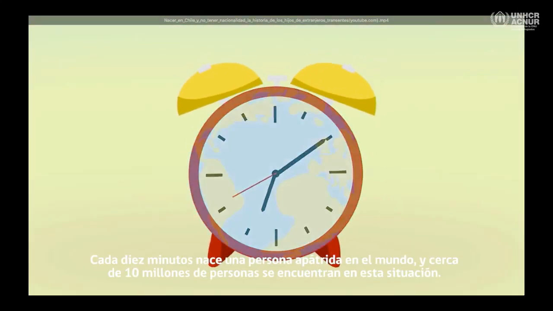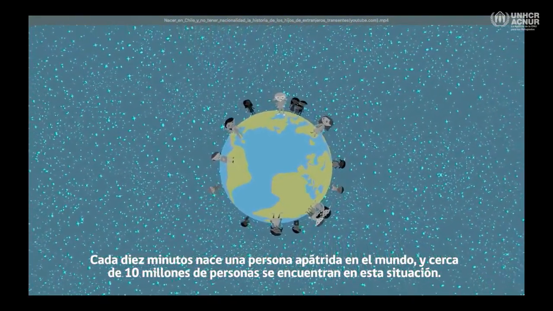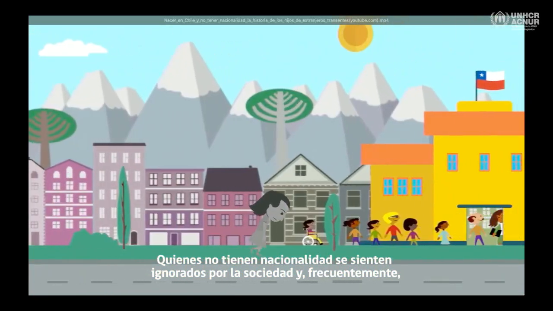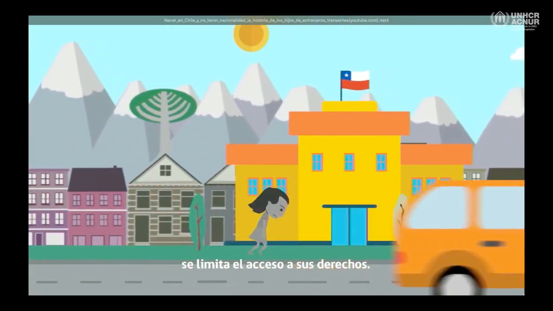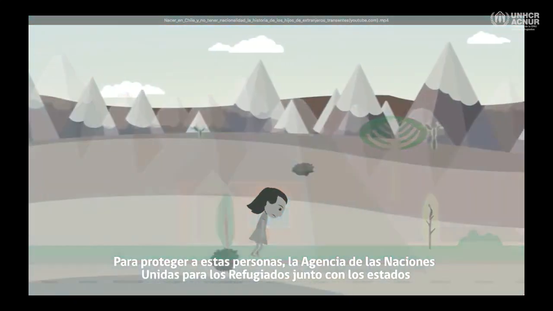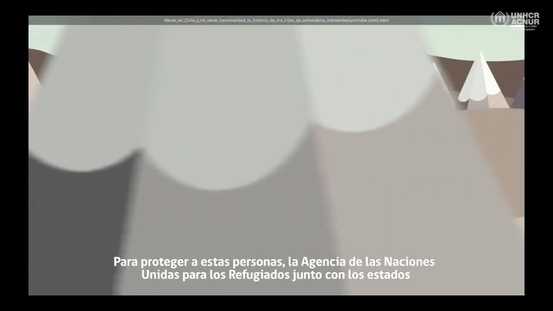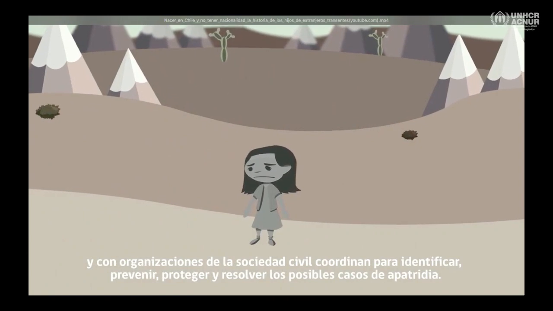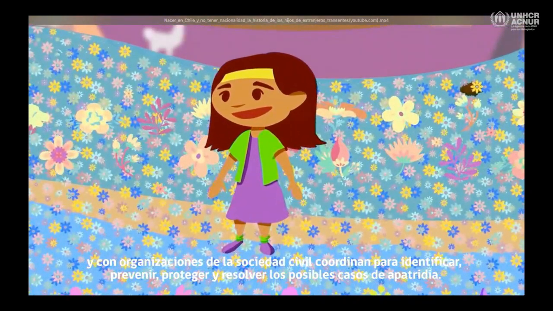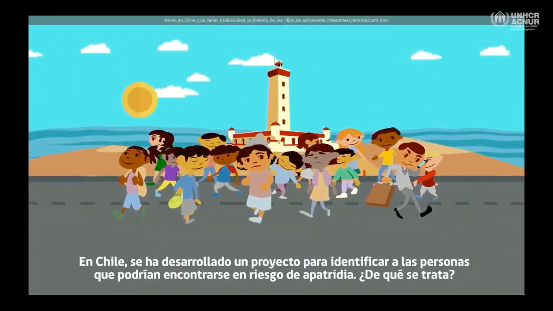Every 10 minutes, somebody is born stateless in the world, and around 10 million people are in this situation. Those that do not have a nationality feel ignored by society, and frequently their access to rights is limited. To protect these people, the United Nations Refugee Agency, together with states and civil society organizations, coordinates the identification, prevention, protection, and resolution of cases of statelessness.